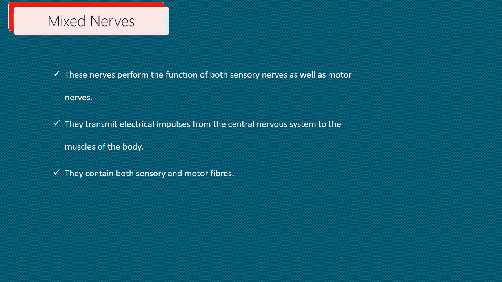Next type, mixed nerves. These nerves perform the function of both sensory nerves as well as motor nerves. They transmit electrical impulses from the central nervous system to the muscles of the body. They contain both sensory and motor fibers. For example, the nerve that transmits message to the tongue is a mixed nerve.